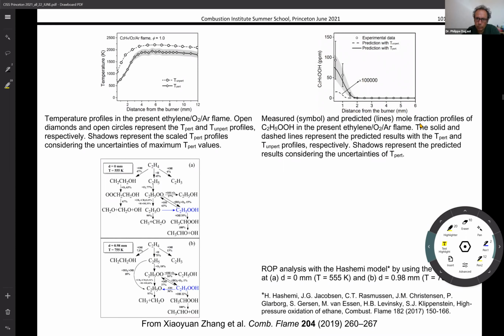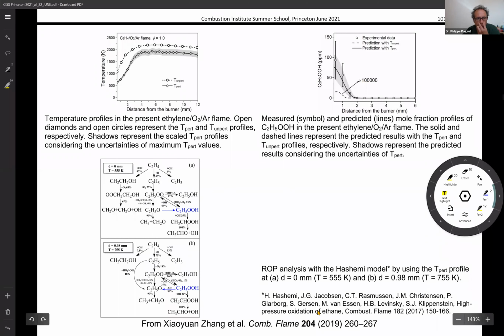And to do that, we used a kinetic model which was proposed in the literature for the oxidation of ethane at high pressure and relatively low temperature. So it includes low temperature chemistry. And we ran it and we looked at the different pathways and the importance of these different reaction pathways as a function of temperature. And you can see here it's 555 K, so it's this temperature. And here it's 755, which is between this data point and this one, it's about here. And you can see that the formation of this product of low temperature chemistry here is much more important under these conditions than here.